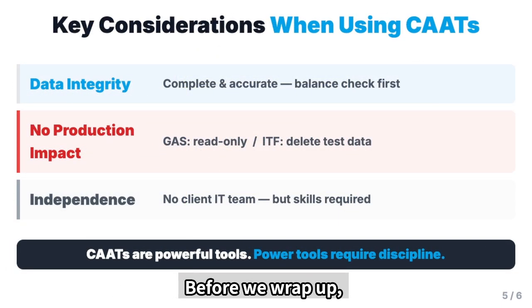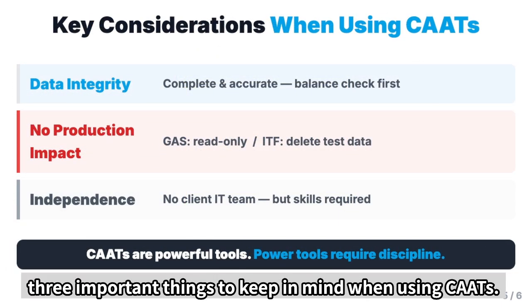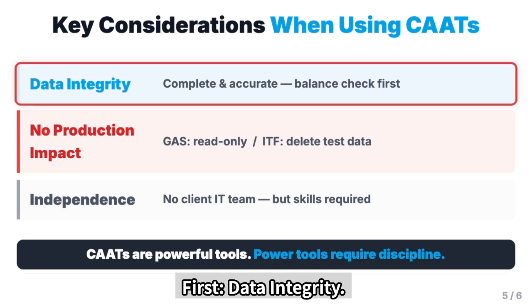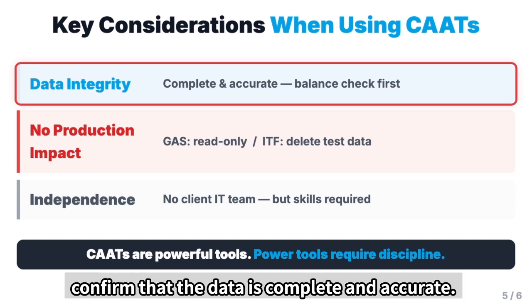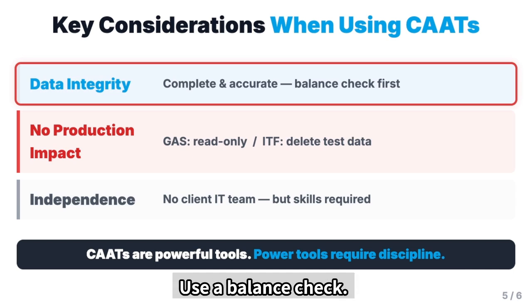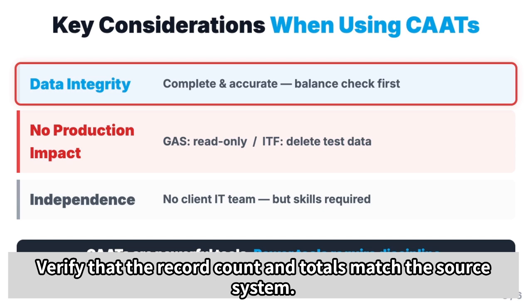Before we wrap up, 3 important things to keep in mind when using CAATs. First, data integrity. Before you start any analysis, confirm that the data is complete and accurate. Use a balance check. Verify that the record count and totals match the source system.